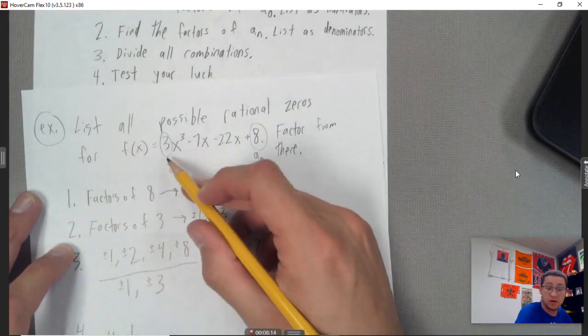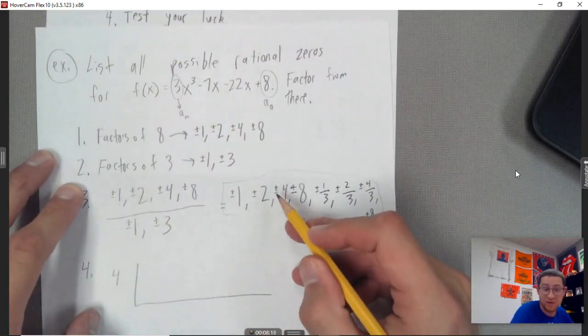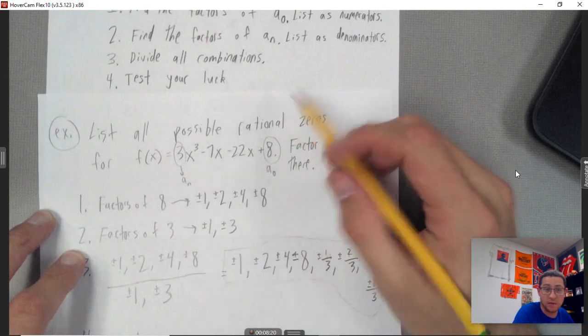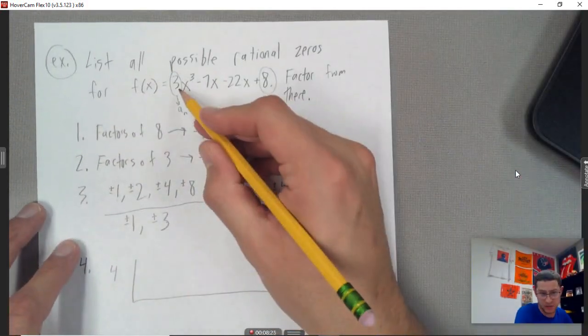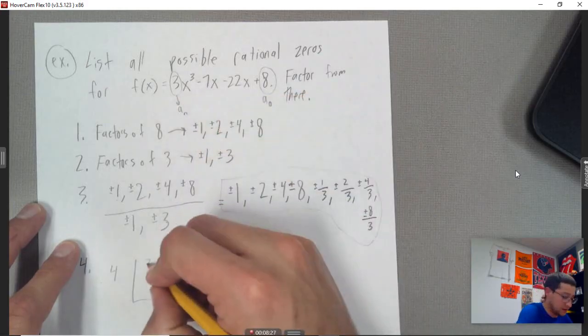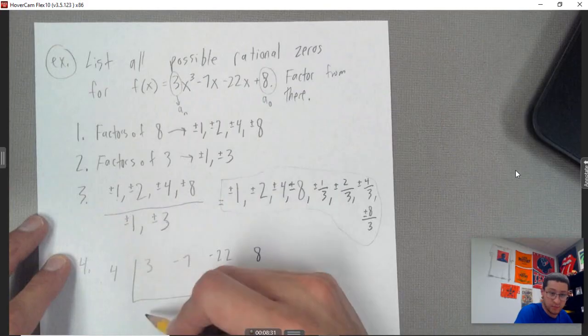In other words, I'm now doing synthetic division with that 4, and again, this tells me it is one of my options, so that's good. I'm going to get rid of this, we don't need this anymore. I'm going to do synthetic division with this up here, so 3, -7, -22, +8.